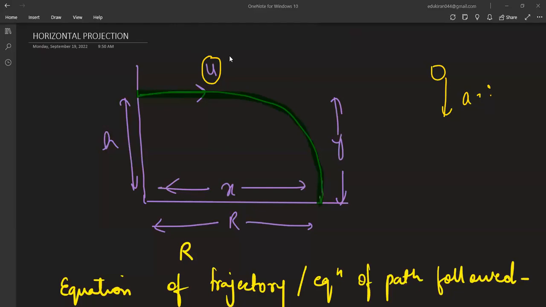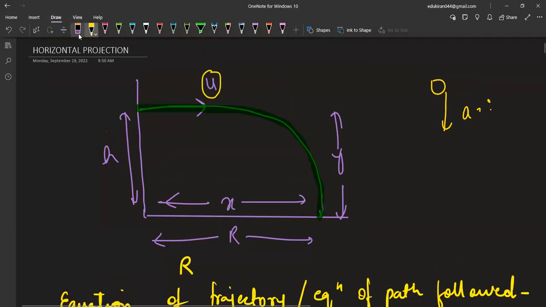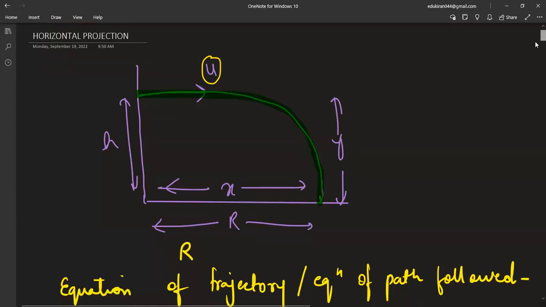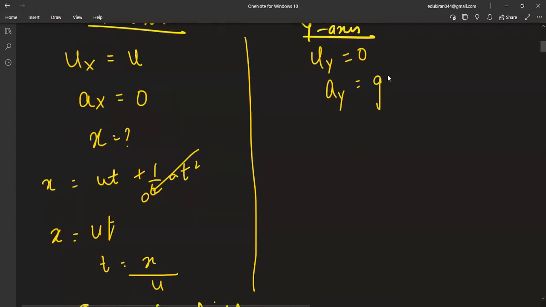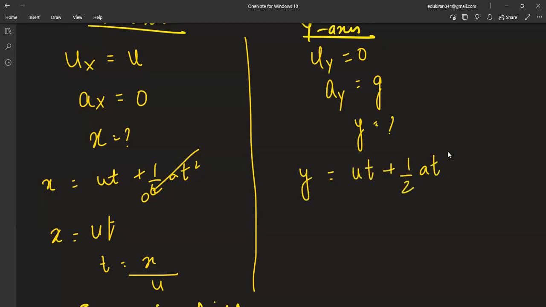G, yes, acceleration due to gravity is the acceleration that is existing. Very good, acceleration due to gravity. So you have g, that is acceleration due to gravity existing. Now we want to find out y. So let's write the equation of y. y is equal to ut plus half at square. This time this is y, acceleration y.